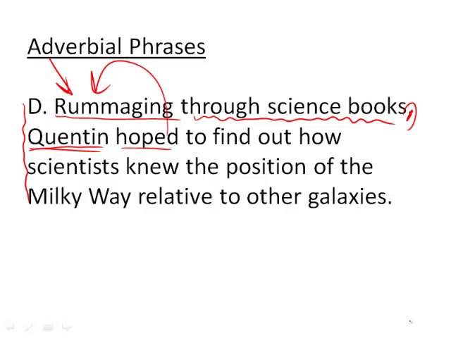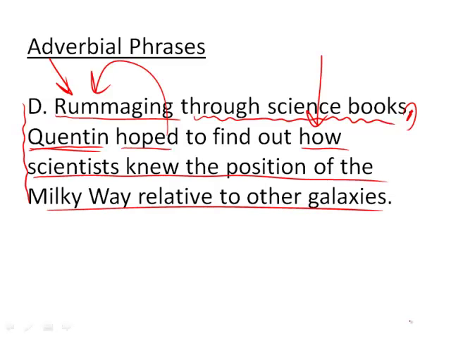Quentin hoped to find out how scientists knew the position of the Milky Way relative to other galaxies. Now, it's a perfectly fine sentence. You may write the sentence yourself, and everything is fine. But if I asked you, what is the function of this phrase right here? It's easy to say, oh, that's obviously an adverbial phrase because of the word how. It describes how. And that's actually a trick. It is a noun phrase. He hoped to find out something, some noun that goes here. And what did he hope to find out? How scientists knew the position of the Milky Way relative to other galaxies. And with that said, guess what's coming up next? Noun phrases.